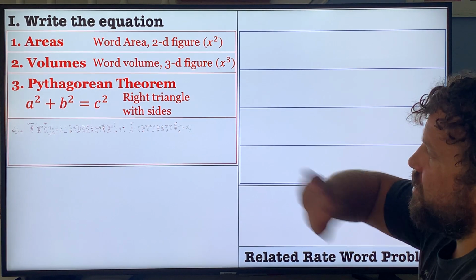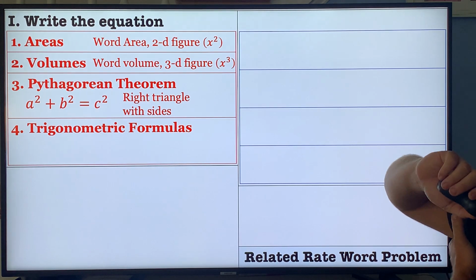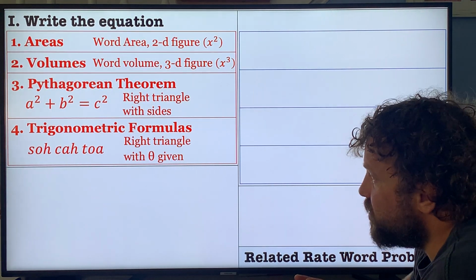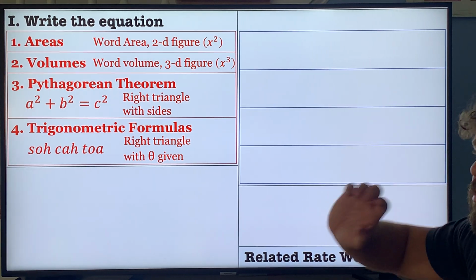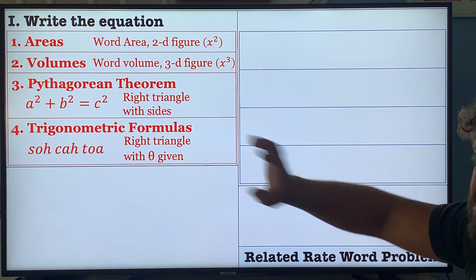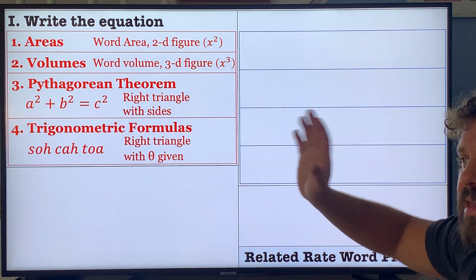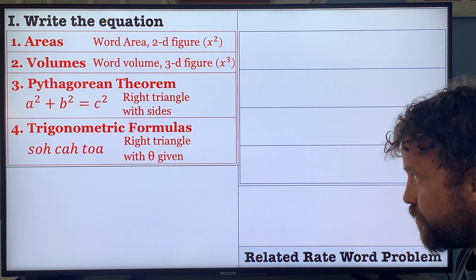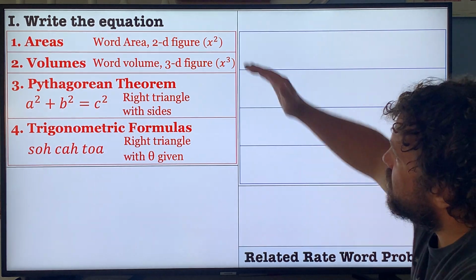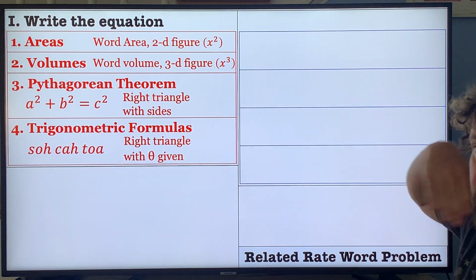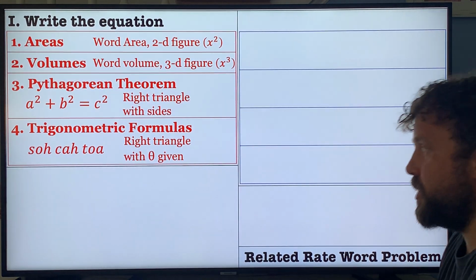Then you have a trigonometric formula. This one's a little trickier. This one deals with SOHCAHTOA. This one, you're given a right triangle and you're trying to find an angle, right? So maybe there's an angle of elevation, maybe you see an angle on the picture, maybe they're asking you how the angle's changing, something like that. That's when you use your trig formulas. So these are the 4, not all, these are the 4 main ones, okay, of rates of change.